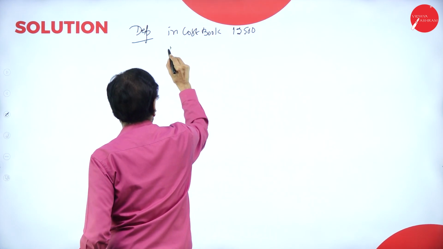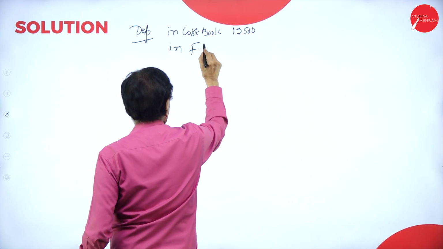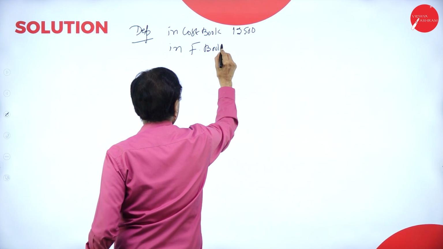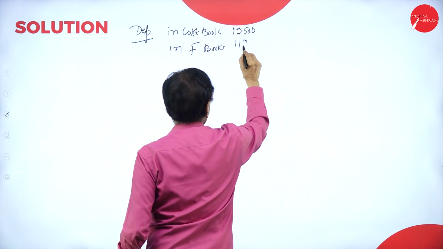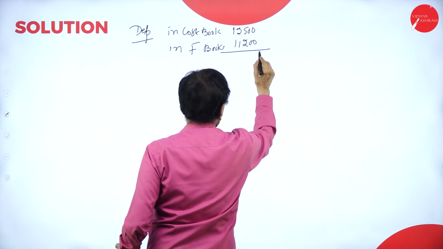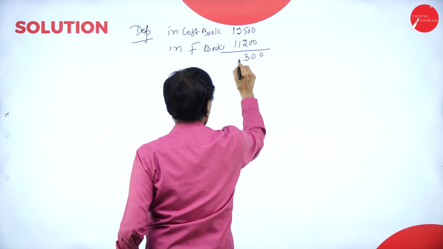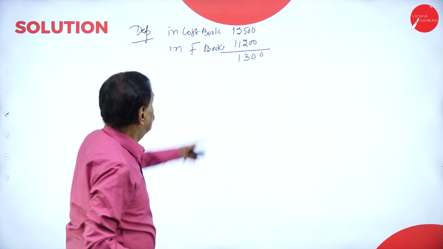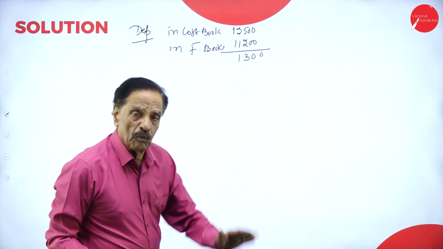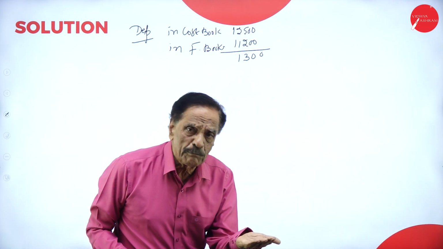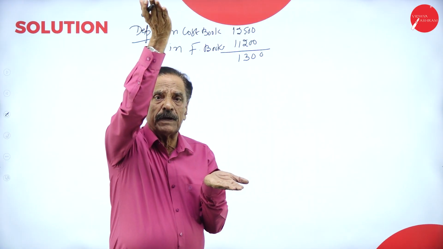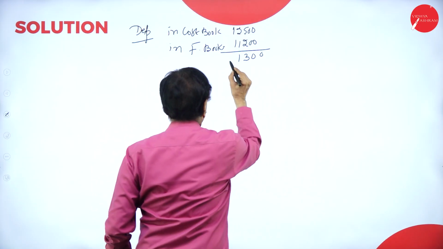In FB, financial books, 11,200. So there is a difference of 1,300. Who charges more? Costing charges more. When it charges more, what will happen to profit? Profit will become down. Financial profit will be made more. To make equal, add back 1,300.